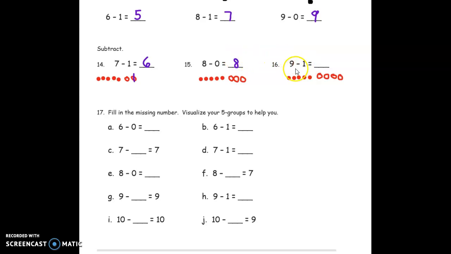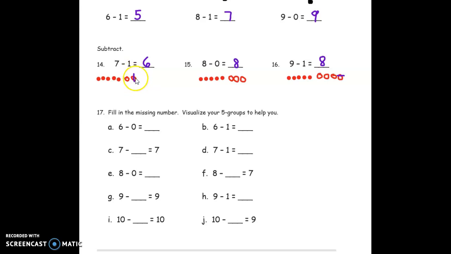9 subtract 1. If you take away 1, you're going one number lower than 9. What's the number lower than 9? 8. Let's double check that work. 5, 6, 7, 8. Fill in the missing number. Visualize your 5 groups to help you. Instead of drawing them this time, let's just visualize.